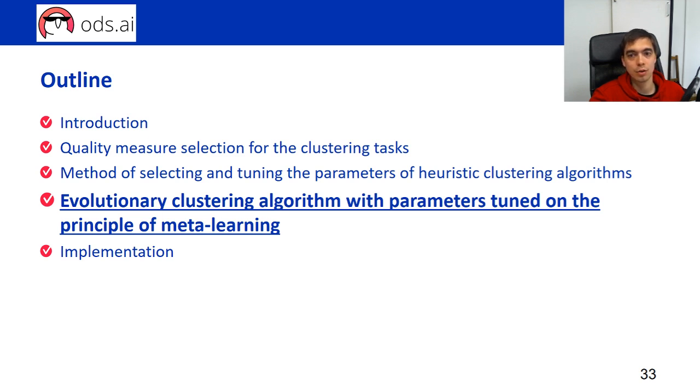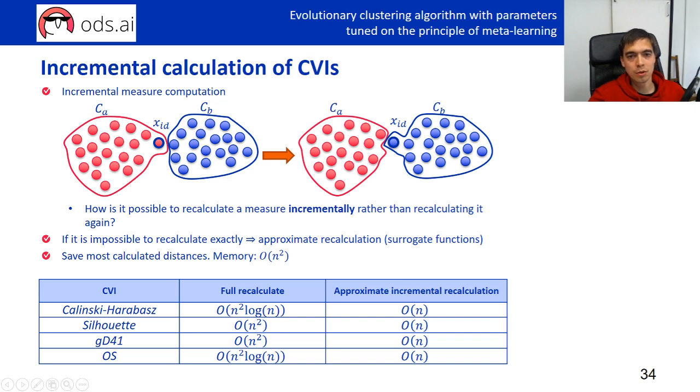Now let's consider the evolutionary clustering algorithm with parameters tuned using a meta-learning approach. An important component of every evolutionary algorithm is the calculation of the fitness function, that is, the quality measure, which is computationally quite expensive due to the nature of these functions. So let's consider that as a result of an iteration, an object of the dataset has moved from one cluster to another. How can the measure of quality be calculated faster than recalculating it from scratch?